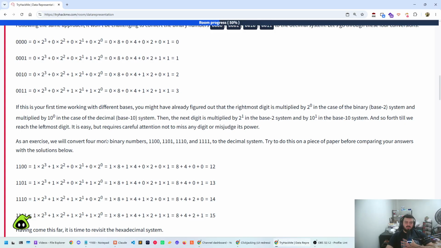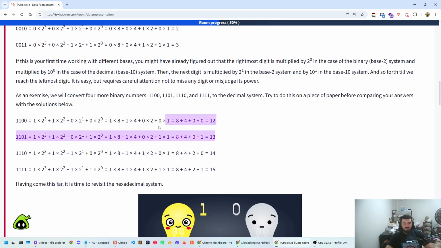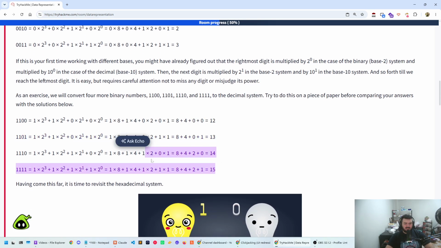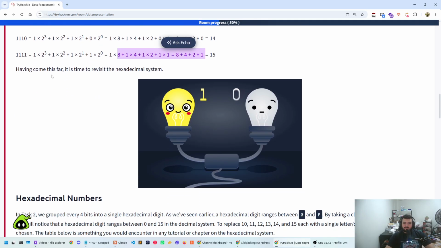As an exercise, we will convert 4 more binary numbers to the decimal system. Try to do this on a piece of paper before comparing your answers. I think we already came up with a bunch of these. So we can skip these.